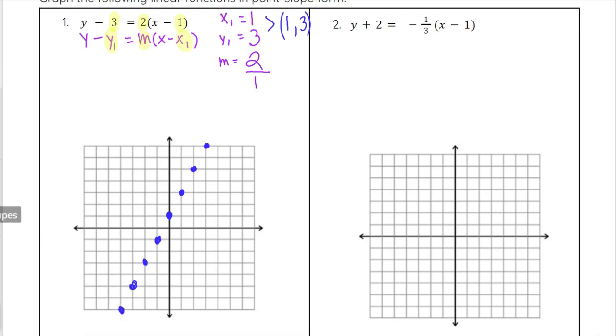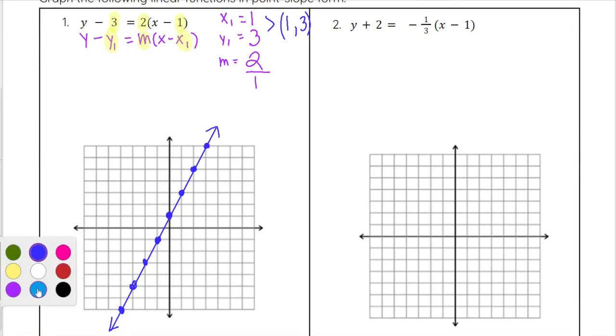And then you would just, again, connect those points with a line and put arrows on the end of the line to indicate that it does go on forever. So again, you may not need to graph the entire line on the test depending on what the question is actually asking. So let's take a look at number 2.